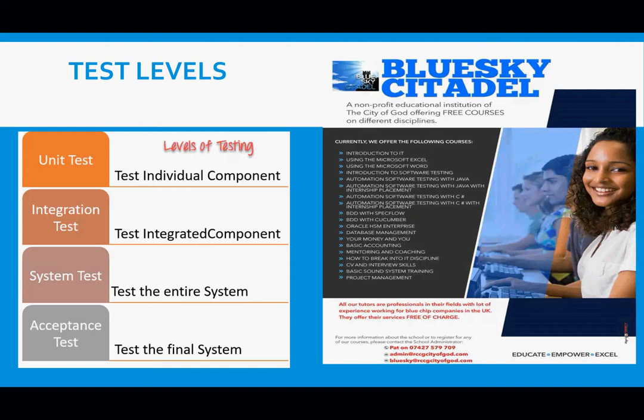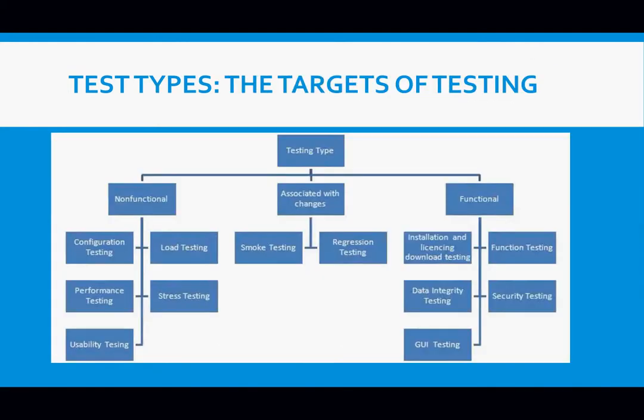So we're going to go into another part of the system. We've talked about integration, we talked about unit testing, we talked about system testing and also acceptance testing. So the next part we're going to go into right now is test types. So what are the targets of testing? What type of testing do we do?